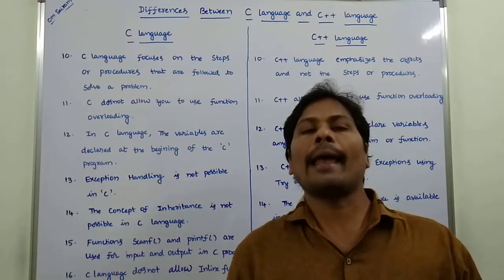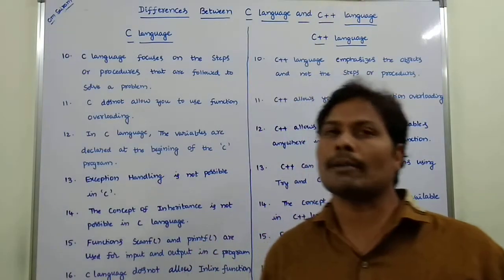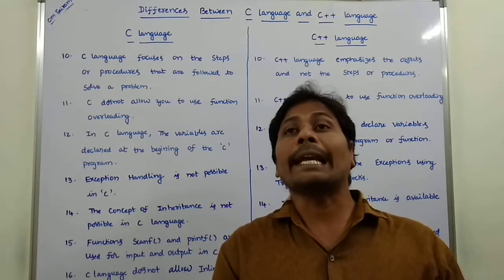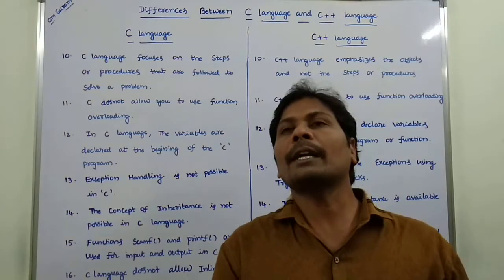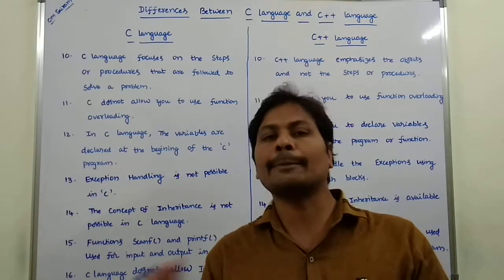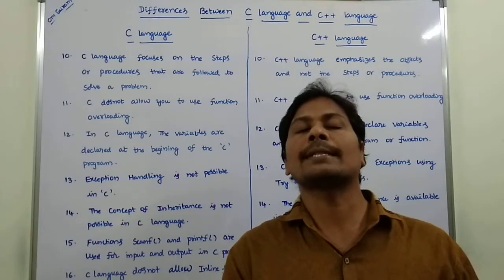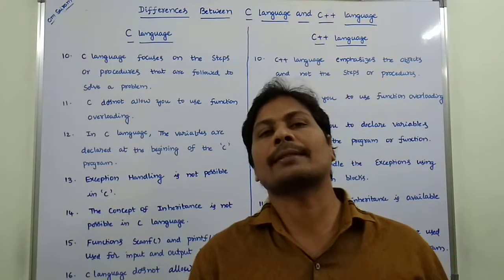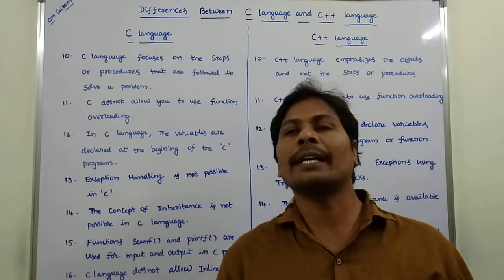C language does not allow inline functions, whereas C++ language allows the inline function concept. Next one, in C language variables are declared in the declaration section before they are used, whereas in C++ wherever the variables are required, we declare those variables at that point. In C language, whatever variables we use in a C program are declared in the declaration section, whereas in C++ programming the variables are declared whenever it is necessary.